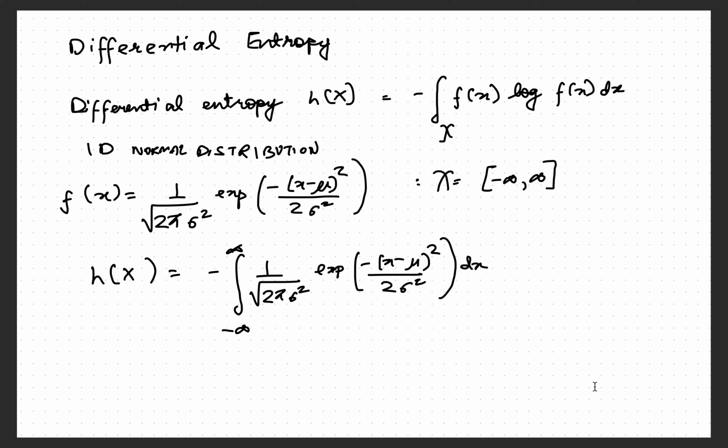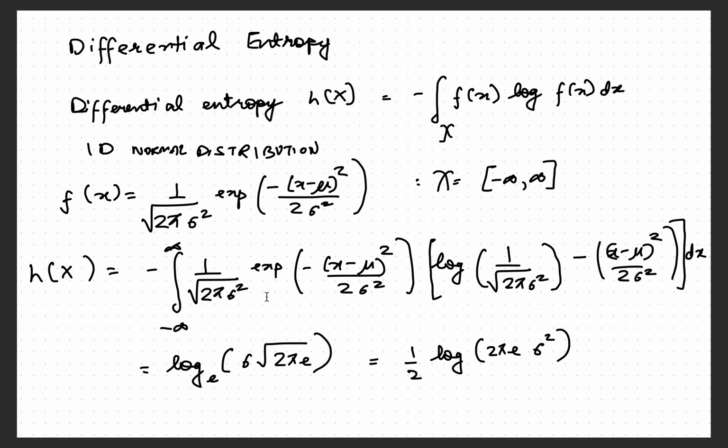Let's do the same for the 1D normal distribution. Here the PDF is given by 1 over root 2 pi sigma squared times e to the power minus (x minus mu) whole squared divided by 2 sigma squared, and the support is from minus infinity to infinity. Again, we just substitute the value of f(x) in this expression, and I'm not showing the entire calculation, but if you complete this entire expression, you should be getting logarithm base e of sigma root 2 pi e, or we can write this as half logarithm of 2 pi e sigma squared.